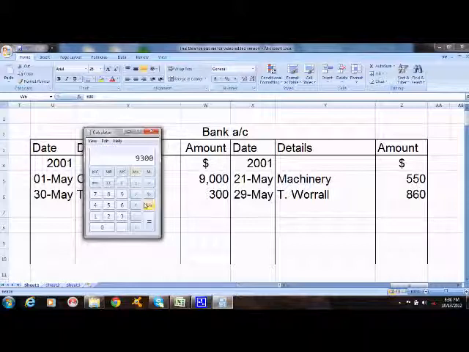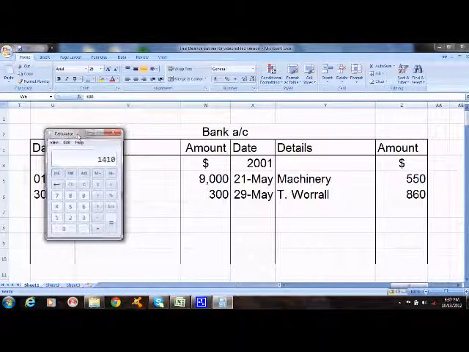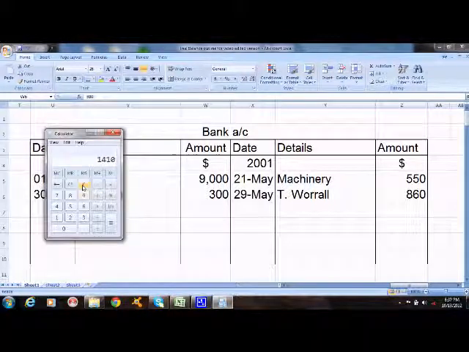Next we add up the other side: 550 plus 860 is equal to 1,410. So you notice now that one side is less than the other, right? Now you're going to find the difference between both sides. Therefore, 9,300 minus 1,410 will equal 7,890.